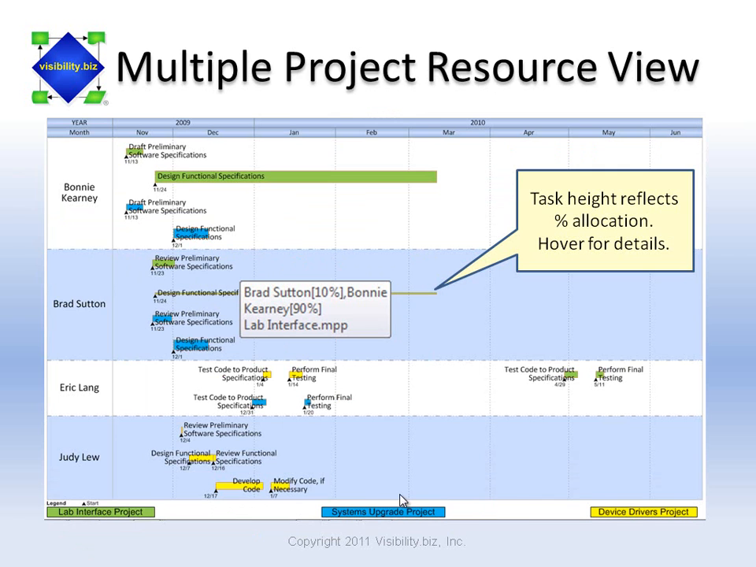Getting visibility into resource allocations is key to many organizations. Who's over-allocated? Who's under-allocated? Notice that our resource view, in this case built from data coming in from 3 different projects, shows task height based on a resource percent allocation. Seeing it visualized over time in a swim lane timeline allows you to quickly get a sense of who's busy and when. For example, notice that it's plain to see that both Eric Lang and Judy Liu are free in February and March.